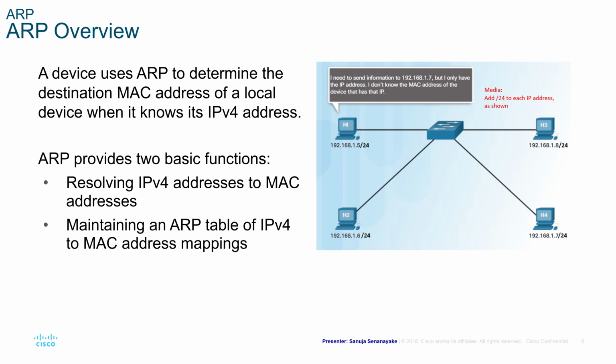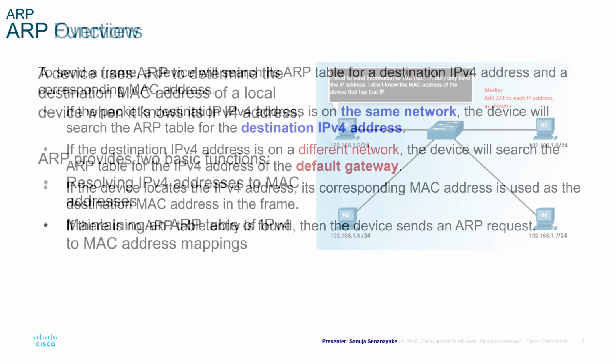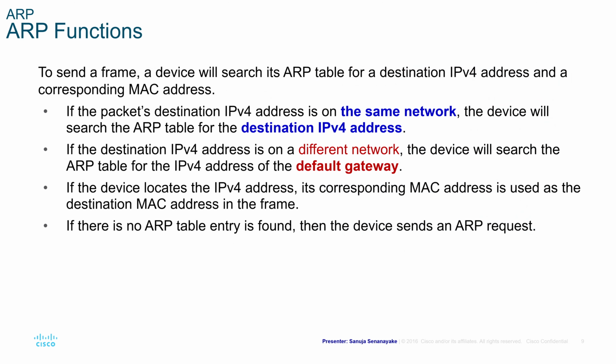So again, ARP provides two basic functions: resolving IPv4 addresses to a MAC address and maintaining an ARP table of IPv4 to MAC address in the device. To send a frame, a device will search its ARP table for a destination IPv4 address and a corresponding MAC address. So just like a CAM table, we will have an ARP table that will have the destination IPv4 address and the MAC address associated with that IPv4 address, or these specific IPv4 addresses and the MAC addresses associated with those specific devices.